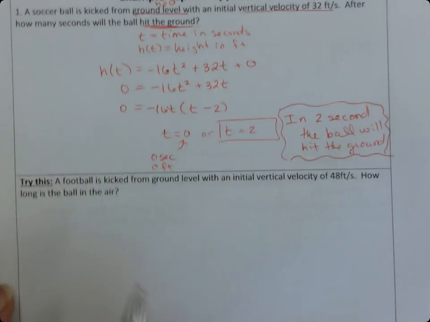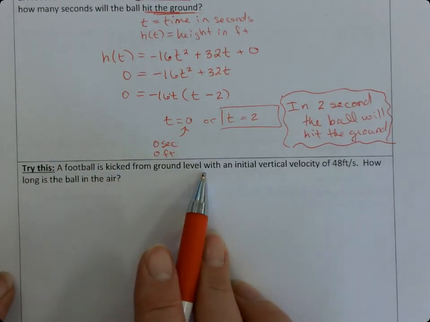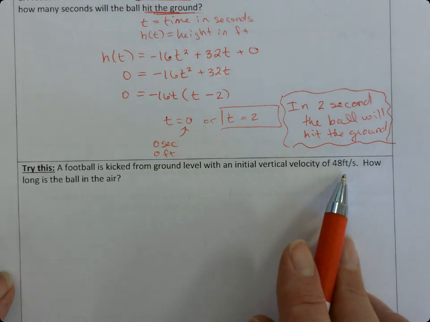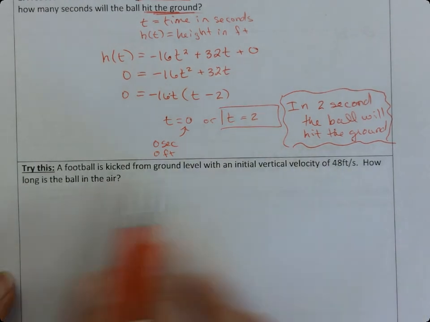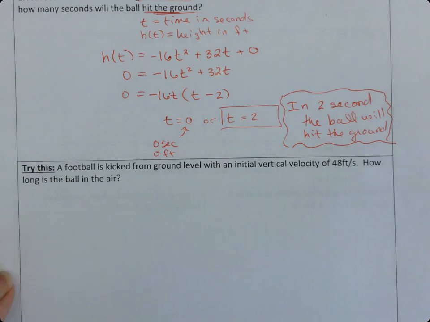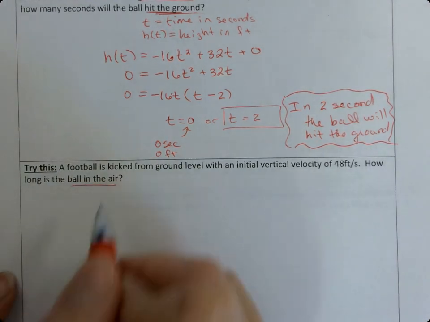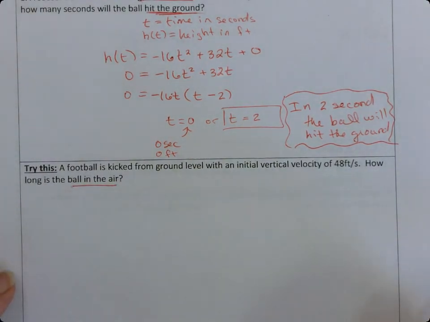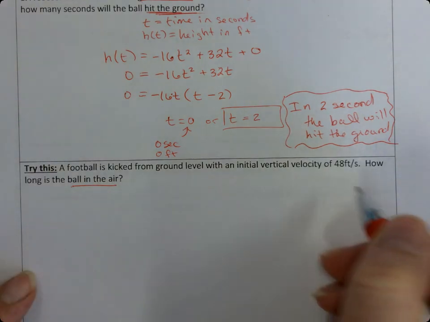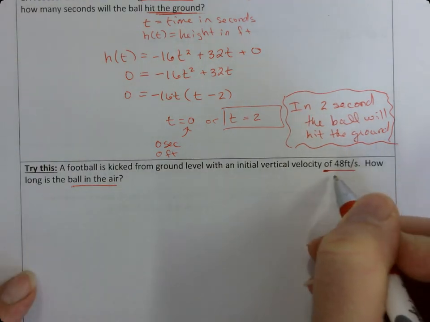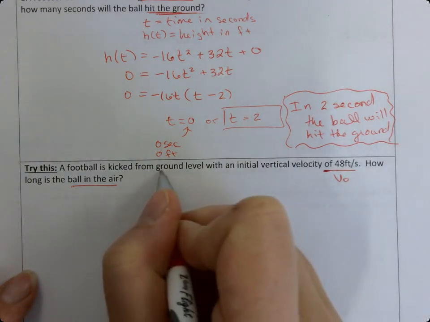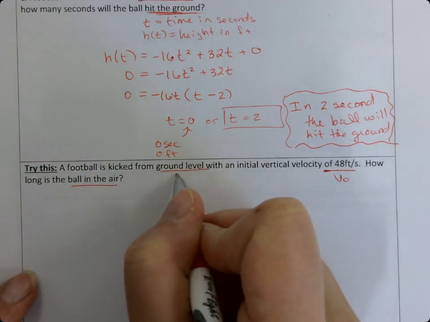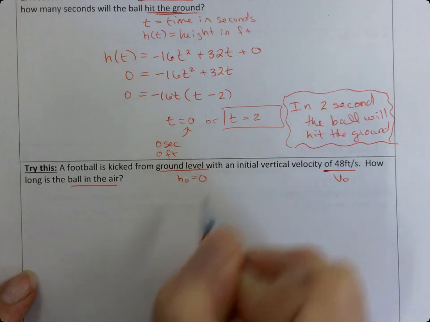Now, this one is talking about a football being kicked from ground level, but it has a higher vertical velocity, that initial velocity, and how long is the ball in the air? When they ask how long the ball is in the air, when's the ball not going to be in the air? When it hits the ground. So the idea is the same. We are going to start with this as our vertical velocity. Again, it's ground level, so the initial height is 0.